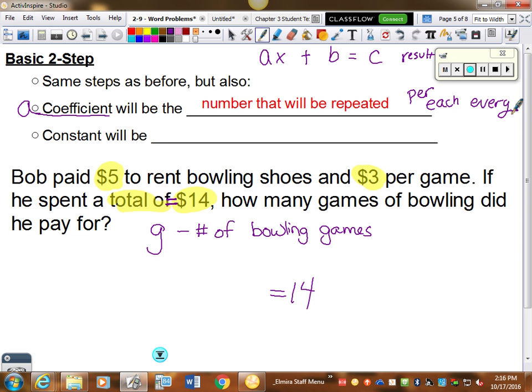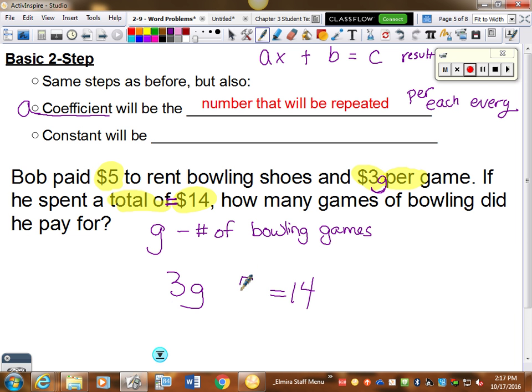Okay, so Bob paid $5 to rent bowling shoes and $3 per game. Okay, right there it is, $3 per game. I want you to put a G right next to the 3, and that's going to start off our equation.